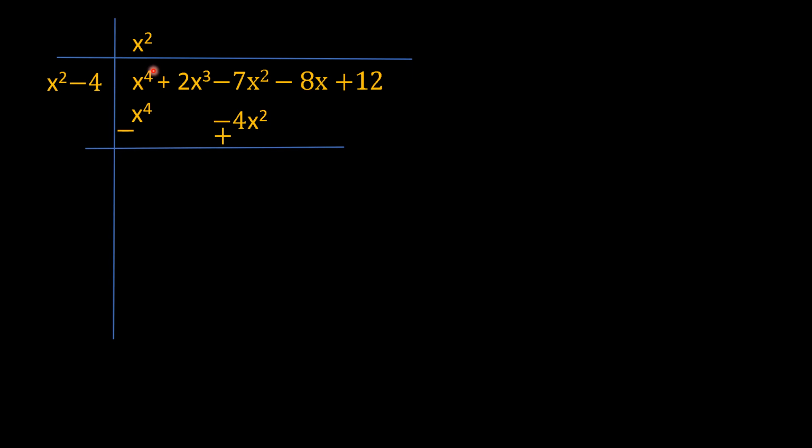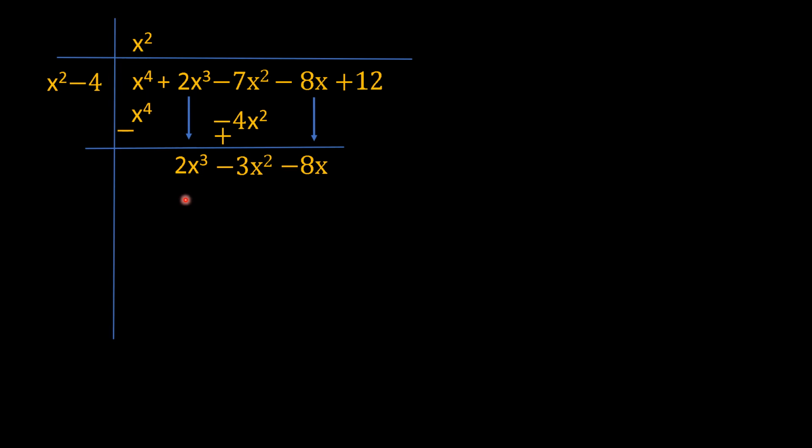x raised to 4 minus x raised to 4 becomes 0. Then we will pull down this 2x cubed and write over here. Minus 7 plus 4 gives us minus 3x squared, which we write here. After that, we will pull down this minus 8x and write over here.